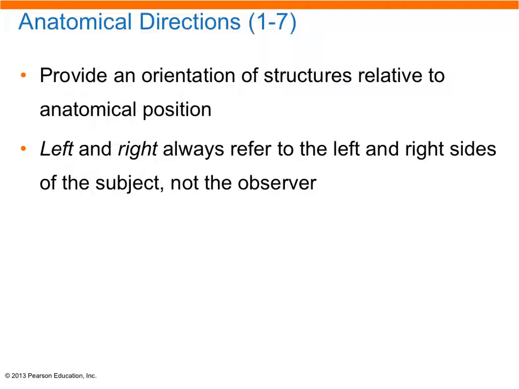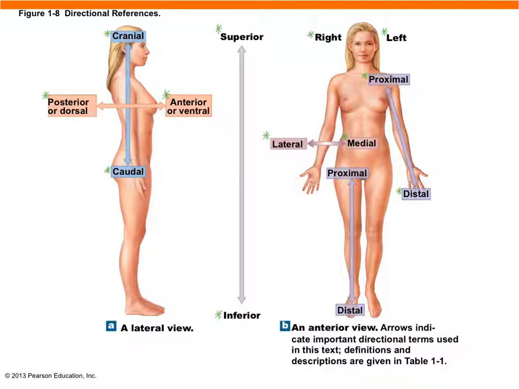Now, there's something called anatomical directions, and what they do is they provide an orientation of structures relative to anatomical position. Left and right always refer to the left and right sides of the subject, not the observer. Here are 2 images, and you're able to see. We start with the blue at the top, cranial, and then the caudal, and then across we have the anterior ventral side, and then we have the back or posterior dorsal side. And we also see proximal is closer to the point of attachment and distal is further away. Medial is closest to the midline and lateral is furthest away from the midline.